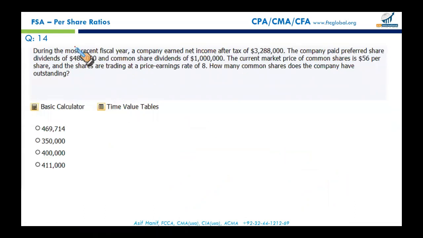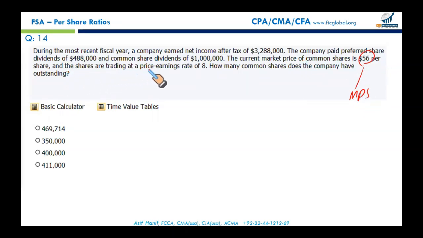Next, during the most recent fiscal year, a company earned net income after tax of 3.288 million. Okay, net income. The company paid preferred share dividend of 488,000. All right. And common share dividend of 1 million. The current market price of the common share is 56.